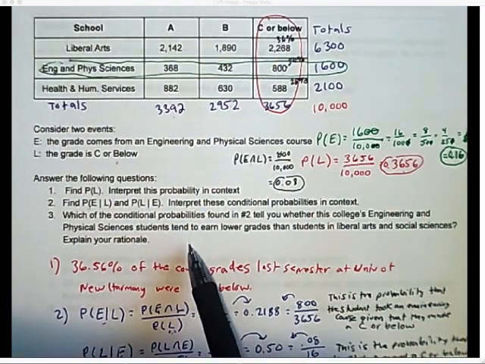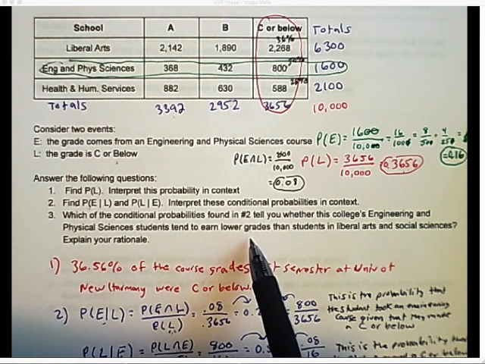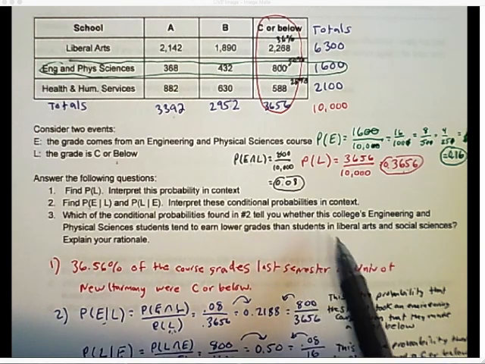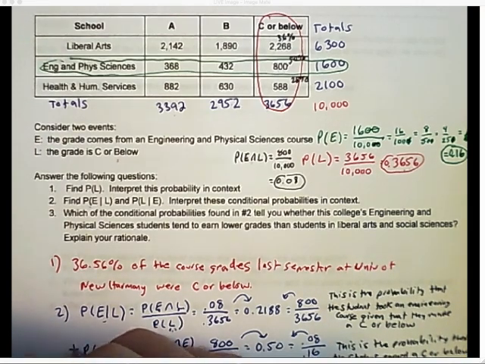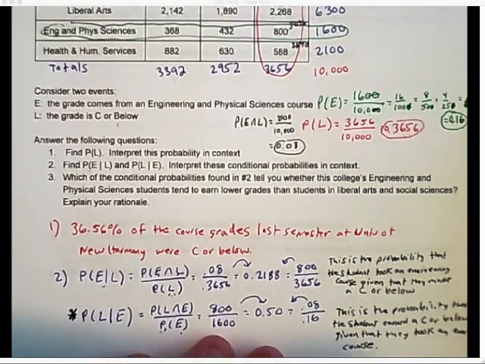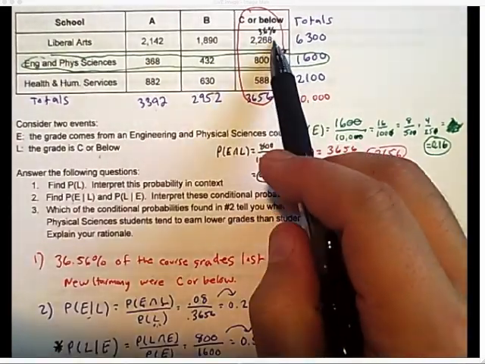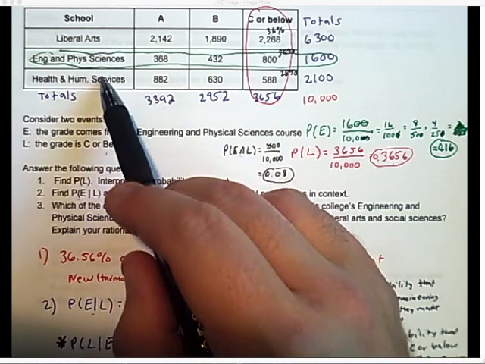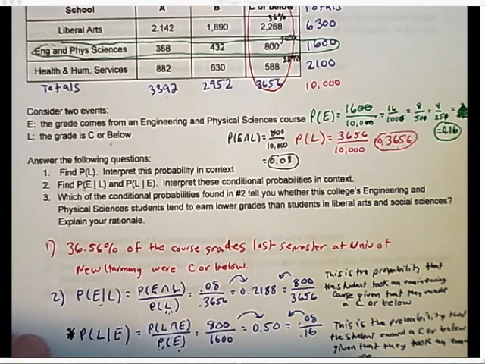All right. So it says again, which of the following conditional probabilities tell you whether this college's engineering and physical science students tend to earn lower grades than students in liberal arts and social sciences? All right. So it's this one for sure. 50% of students taking engineering classes earned a C or below. Given that they took an engineering class, the probability that they got a C or worse is 50%, much higher than the other two, if you were to rerun this with liberal arts or health or human services. Okay. So that would be your rationale there.